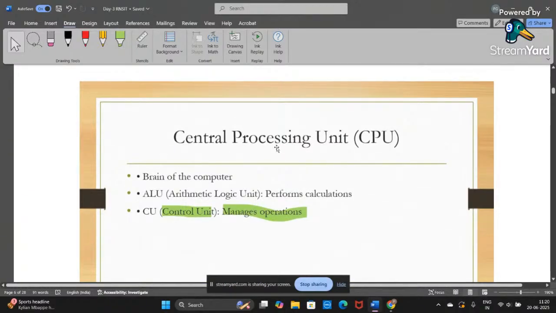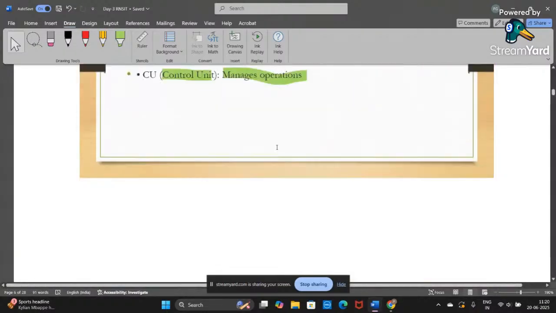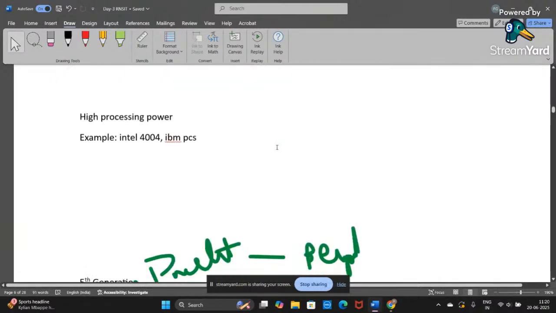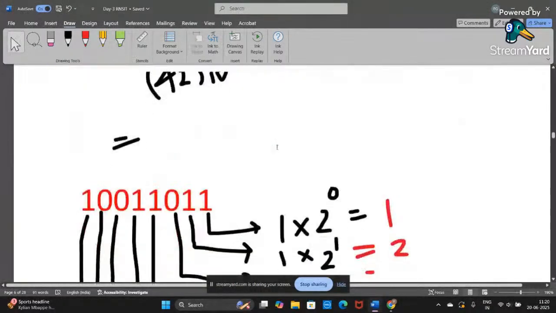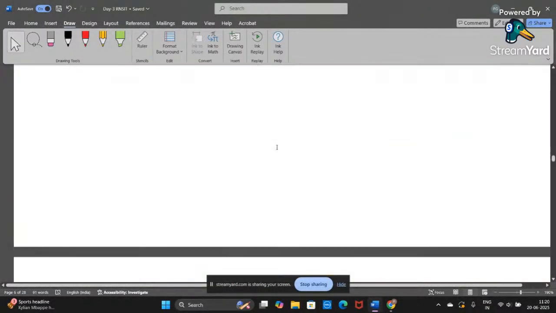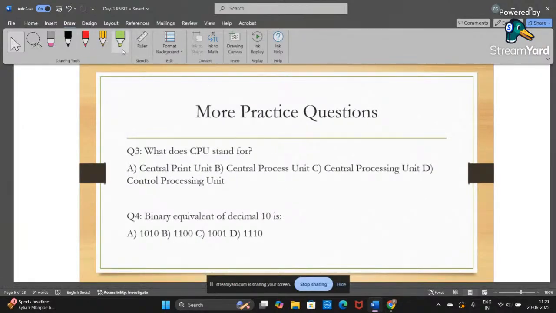Central processing. Sorry. What is the full form of CPU? Central processing unit. Not control, it is central processing unit. Option C is the right answer.